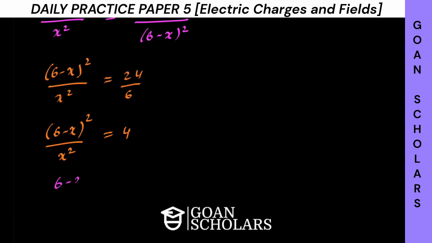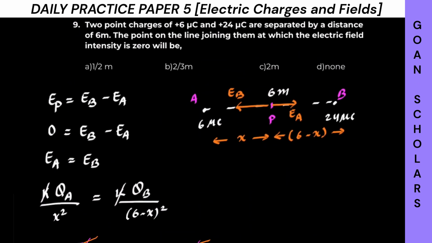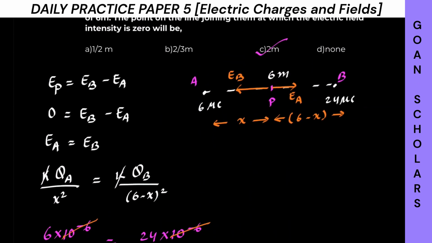Now taking the root on both the sides, this will give us (6 minus x) upon x equals 2. And when you cross multiply, this will give you 6 minus x equals 2x, and 6 equals 3x. So x equals 2 meters. That's your answer for this question. So the correct answer is 2 meters, option C.